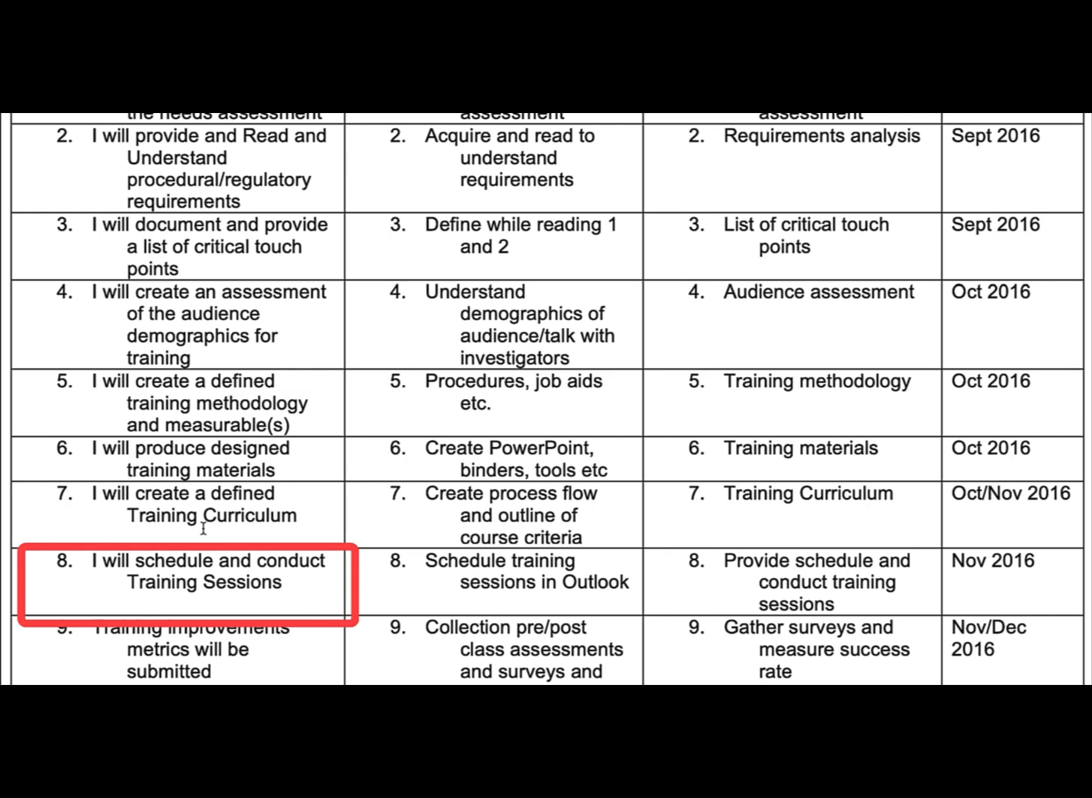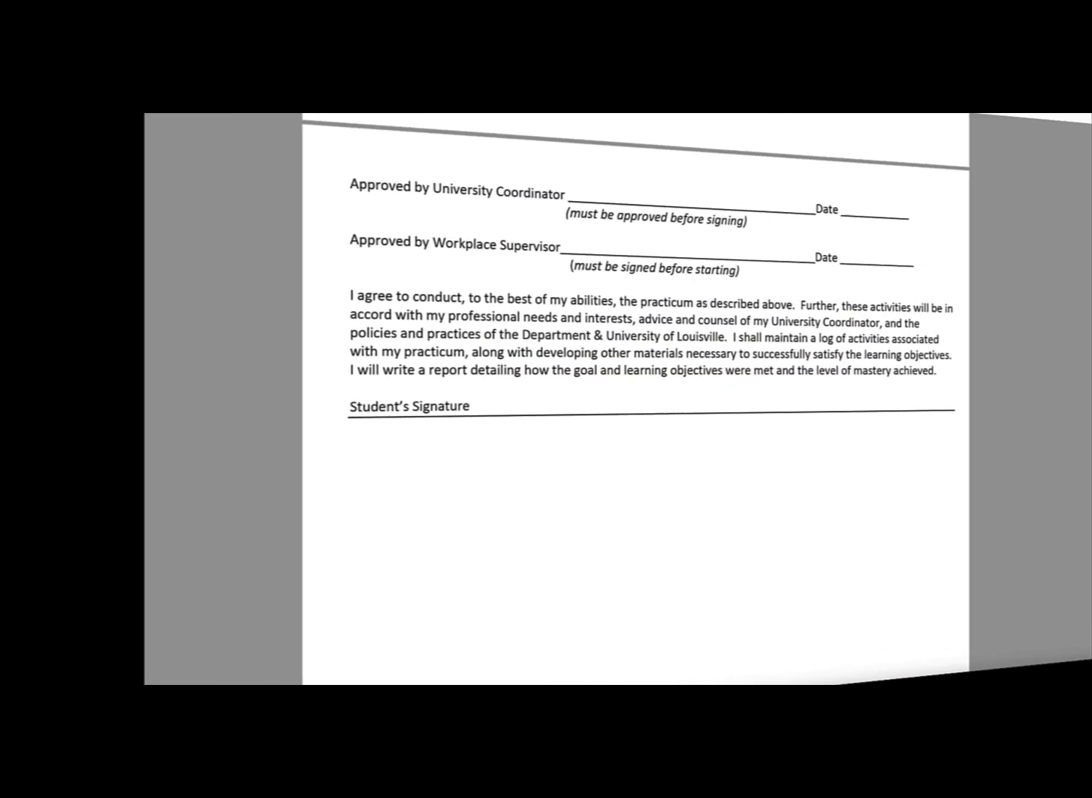So let's look at objective number 8. I will schedule and conduct training sessions. So therefore, schedule is a verb in this case. Conduct is a verb, so they're using action verbs, something that can be observed. And then the activity is to actually schedule it in Outlook. And then the product is to provide the schedule and conduct the training sessions.